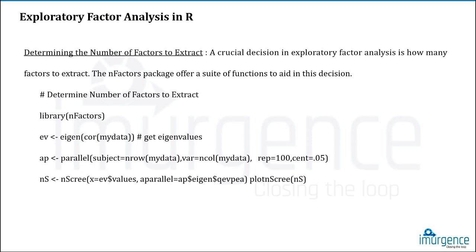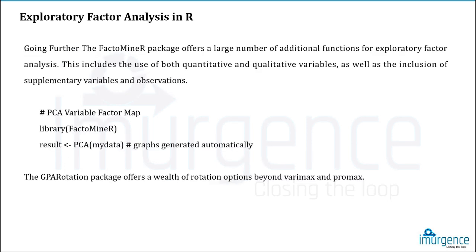There is a FactoMineR package, which offers a large number of additional functions for exploratory factor analysis. This includes use of both qualitative and quantitative variables. So you load that package, and you can directly run a PCA on the data without specifying anything, and it will automatically generate the whole set of results for the object you specify. The GPArotation package offers a wealth of rotation options which goes beyond Varimax and Promax computations.